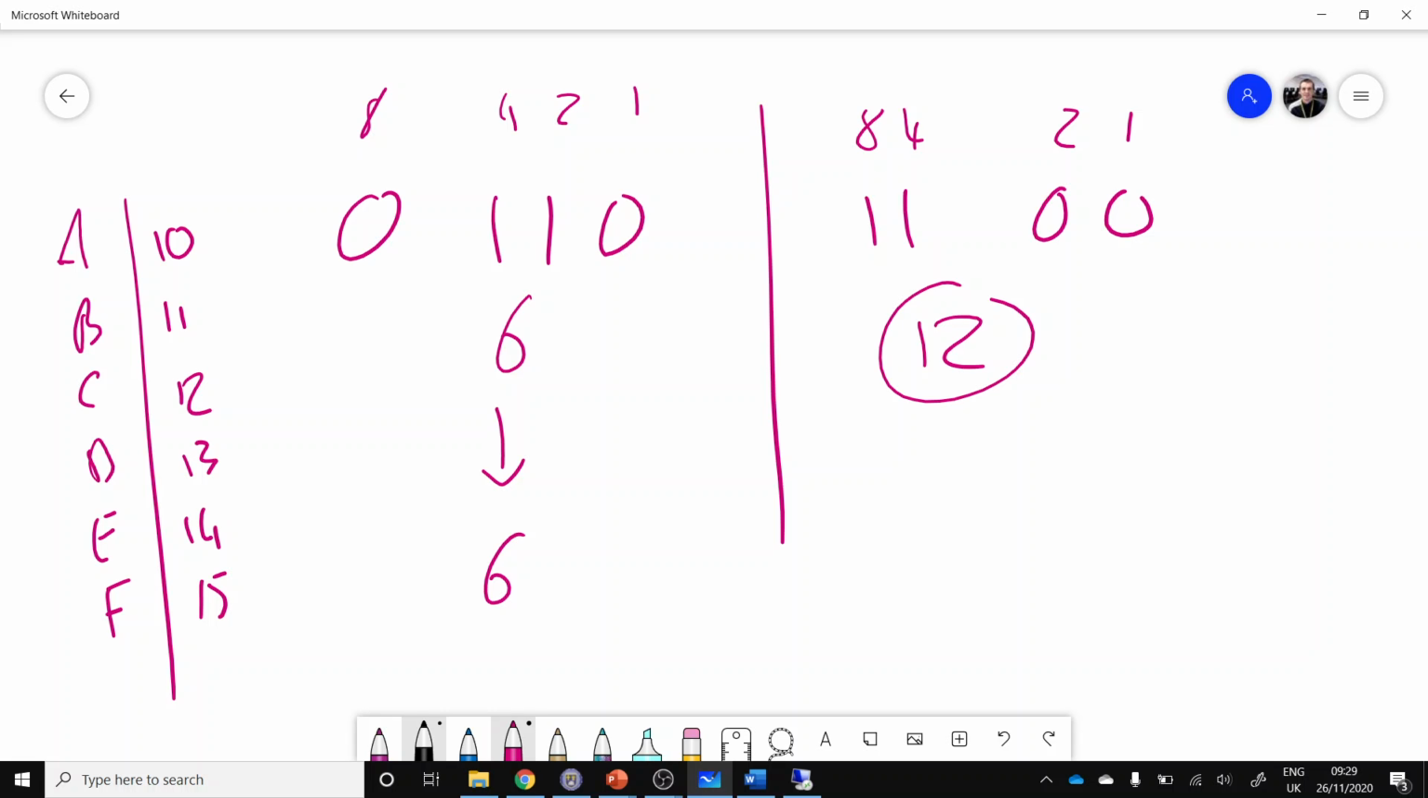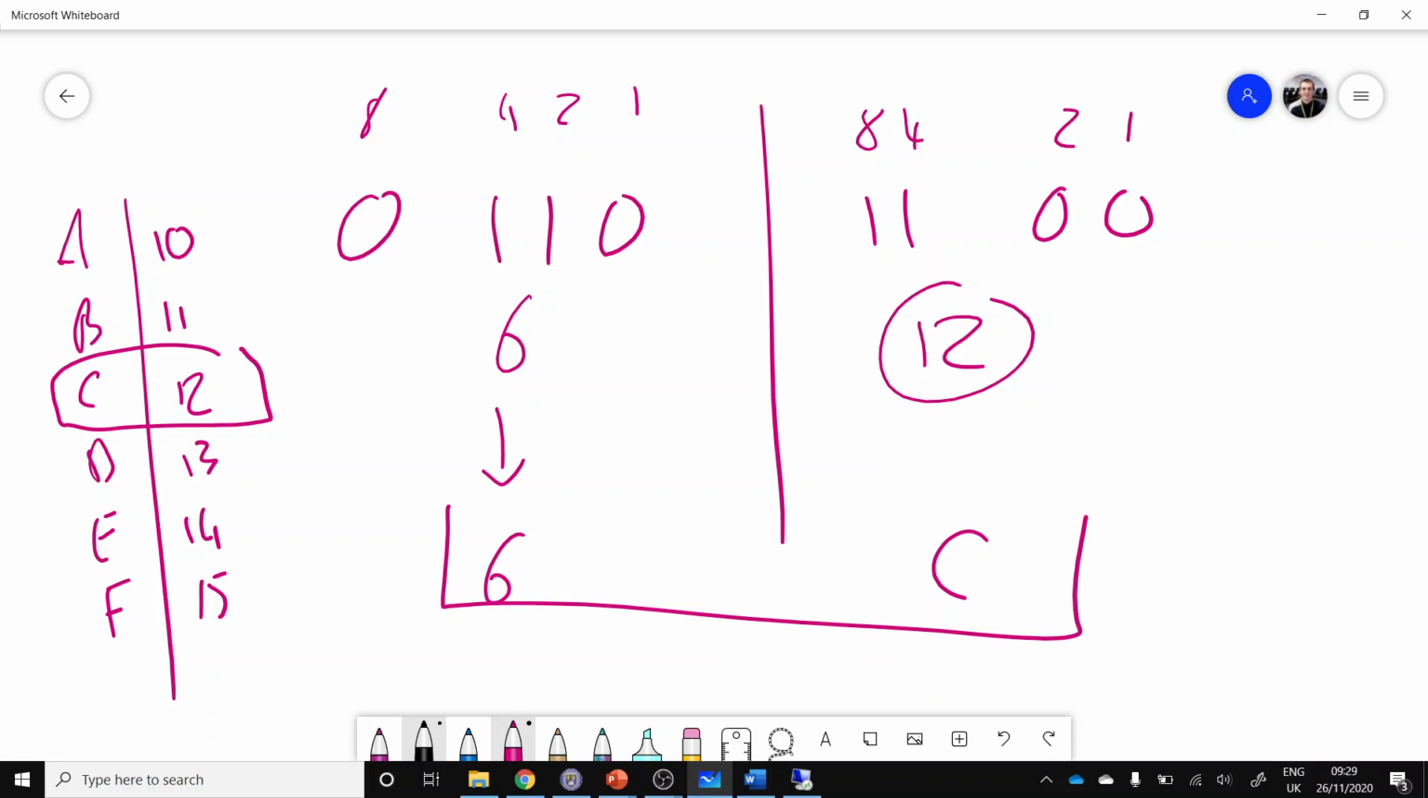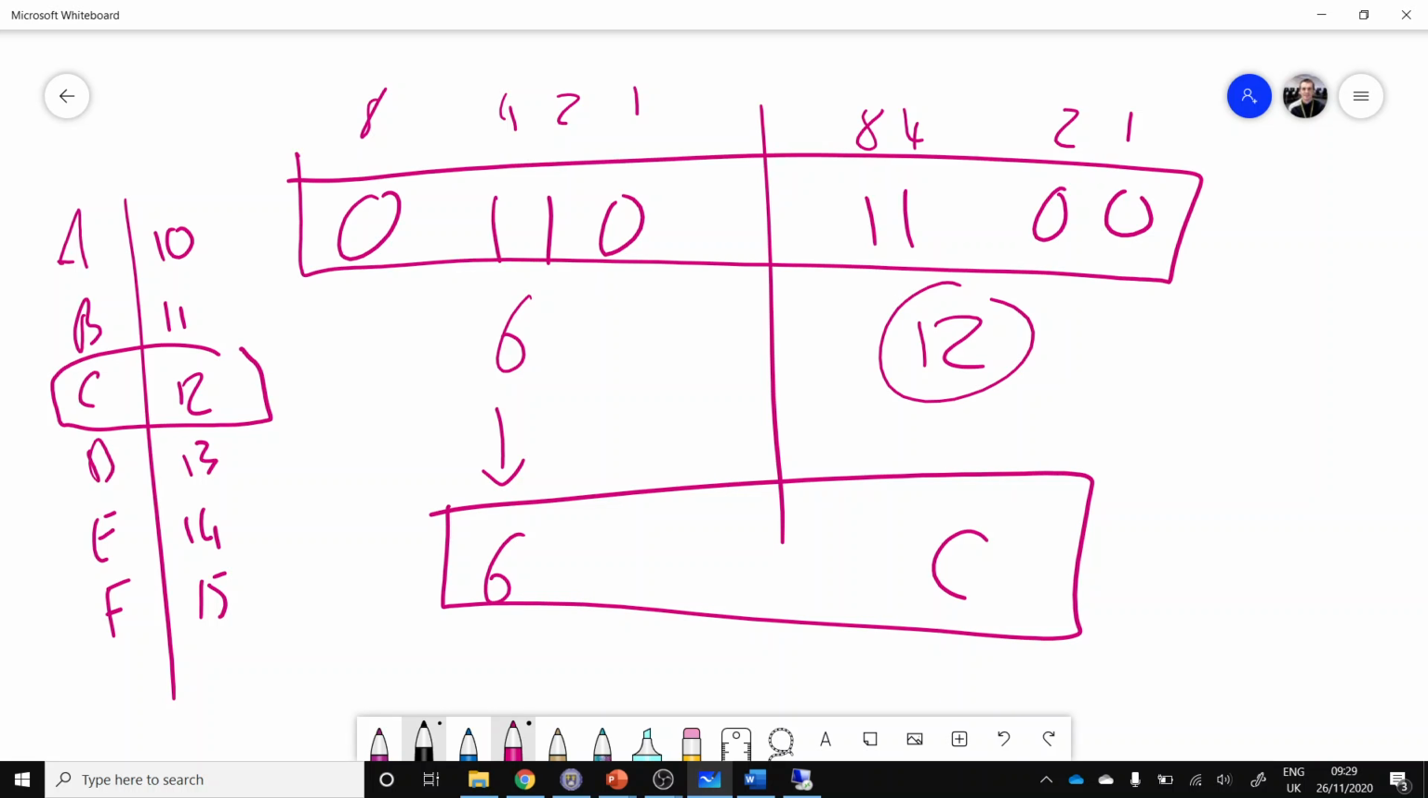Some of you will remember it, but under pressure in an exam, you might remember it wrong. So I'd always recommend writing that little table. And then you just read it off. 12 is C. So 6C in hex is this number in binary.